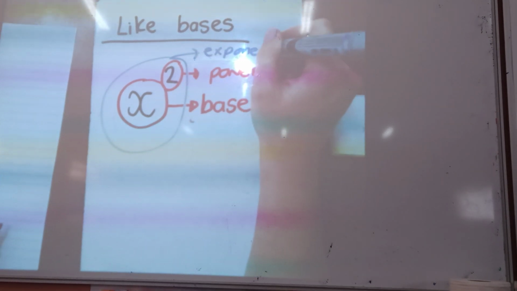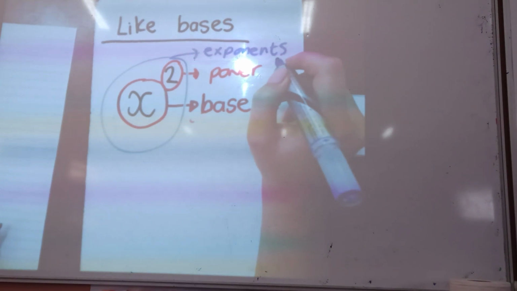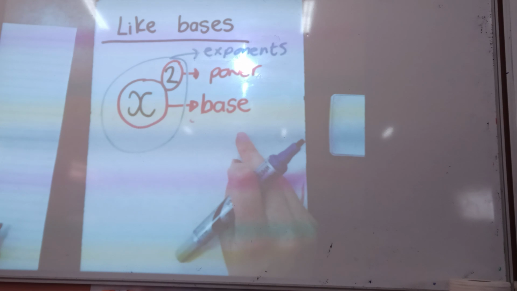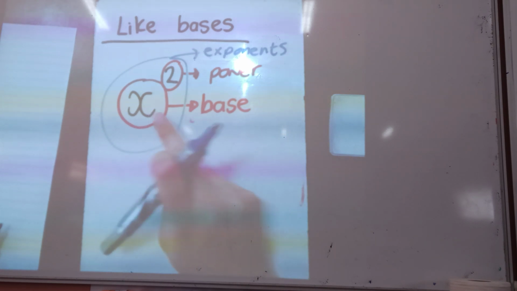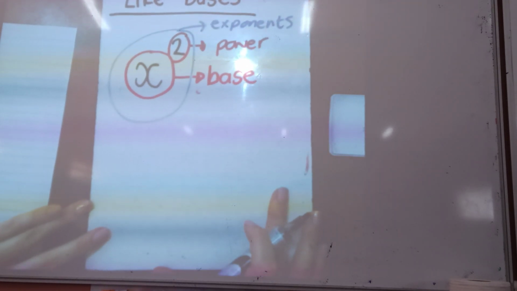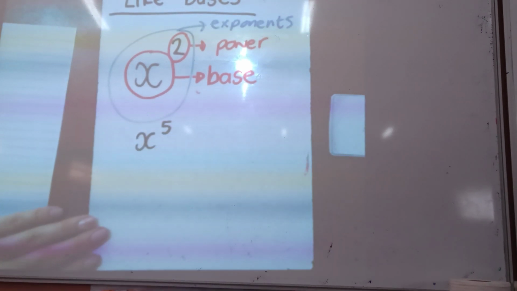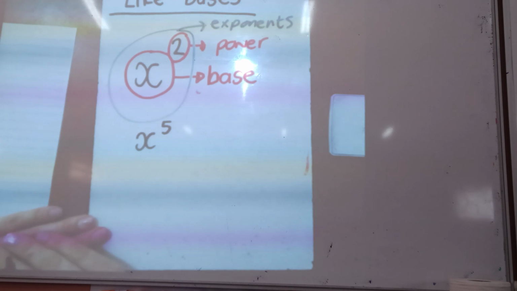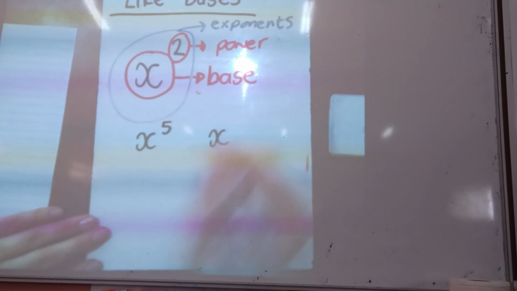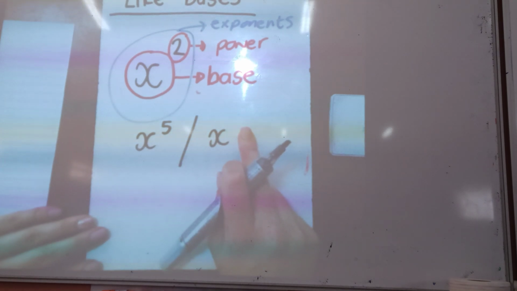But individually, and when do I use exponents? When I multiply or divide. So that's the base that has to be the same when I multiply or divide. The power can be anything. So like bases would be, for example, x to the power of 5. Same base, different power. Or x. Same base. What is the power here, by the way? 1. Very good. So these are like bases.